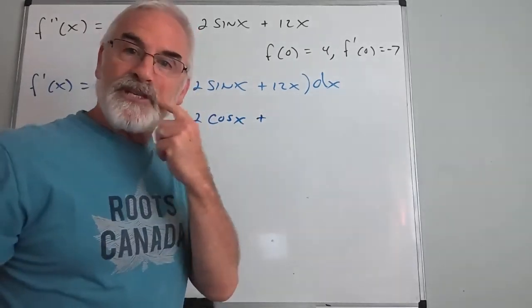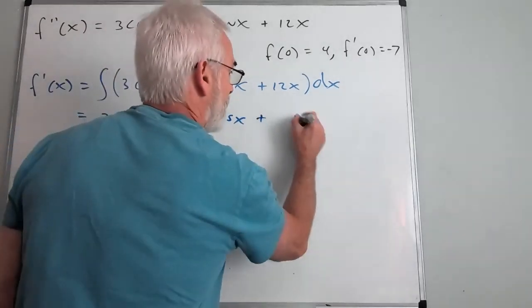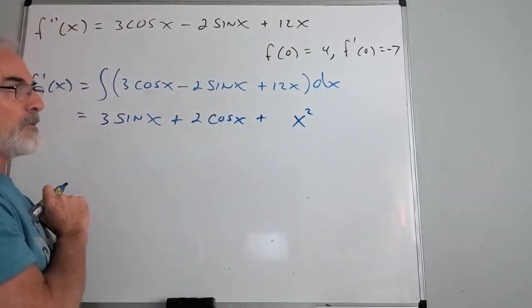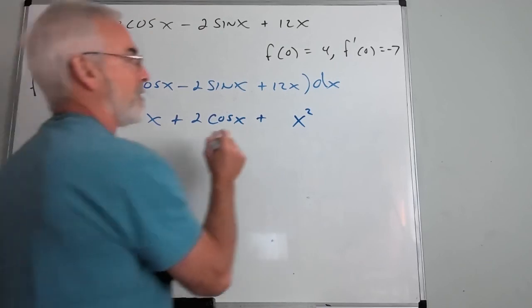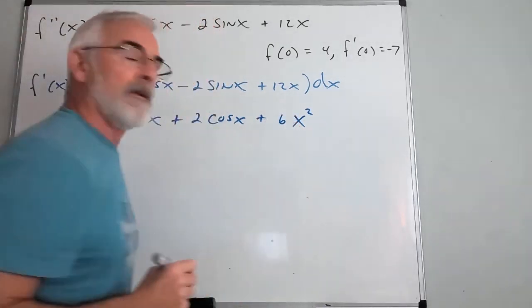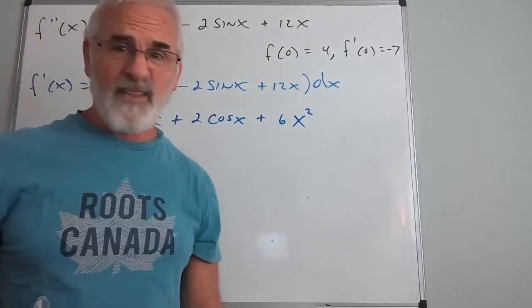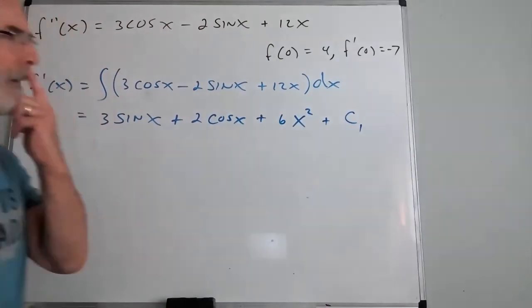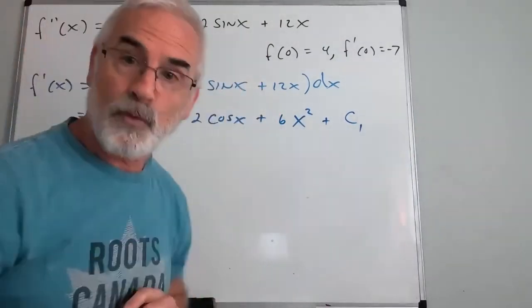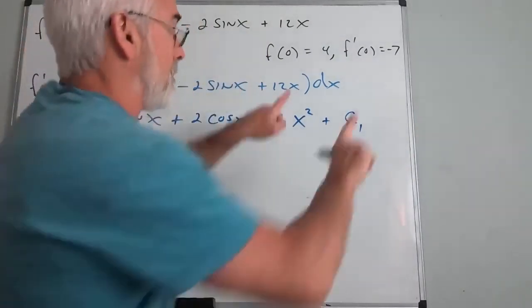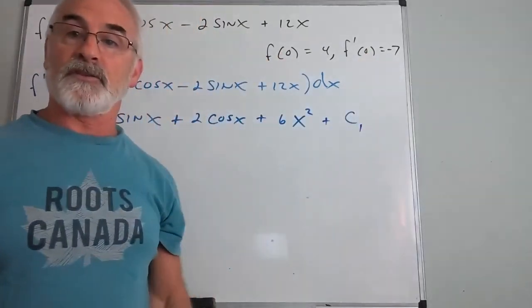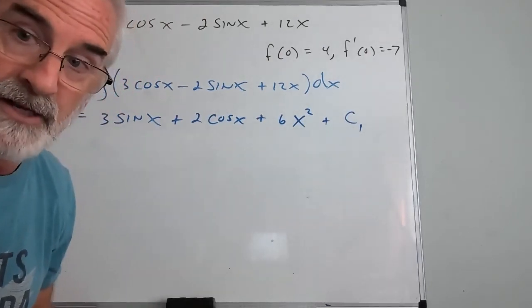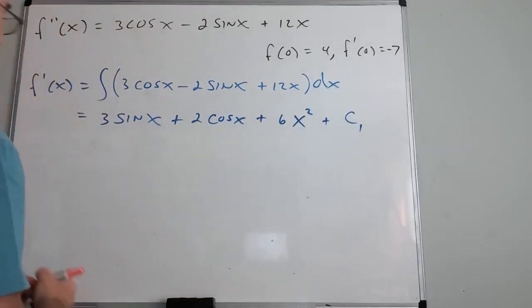What do I have to differentiate to get a 12x? Well, it's going to have an x squared, and my coefficient is going to be 12 over 2, which is 6. Everybody cool so far? That wasn't that hard. Plus C1. Now, why am I going to call it C1? Because I got to integrate twice. And I'm going to use those initial conditions to help me figure out what the C is. Now, we're almost halfway done. We're not halfway done yet because I haven't figured out what C1 is.